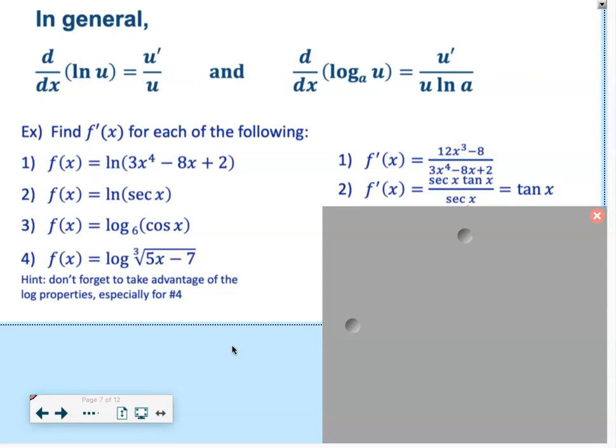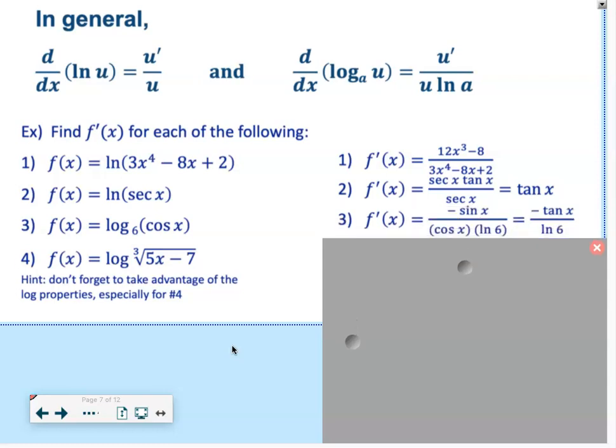Negative sine, right? So you'd have negative sine over cosine, but you also have to divide by ln 6, right? So negative sine over cosine ln 6, which you could write as negative tan over ln 6, but you don't have to. The last one, there are two roads that you can travel down.